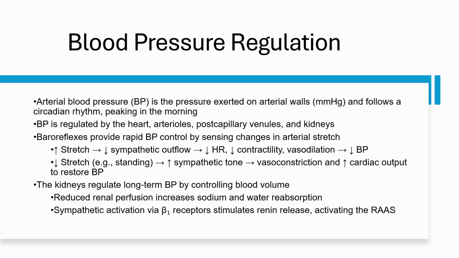When renal perfusion is decreased, which can occur due to many reasons such as dehydration, hemorrhage, or renal artery stenosis, this causes intrarenal redistribution of blood flow and an increase in reabsorption of sodium and water. Decreased renal perfusion also leads to sympathetic stimulation mediated by beta-1 receptors, resulting in renin secretion, initiating the RAS system.